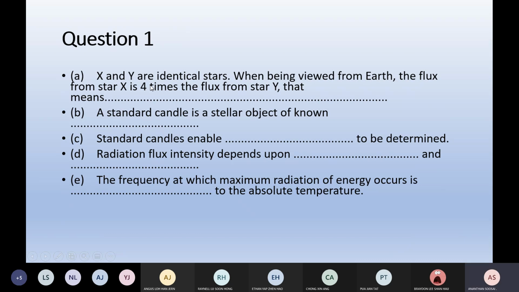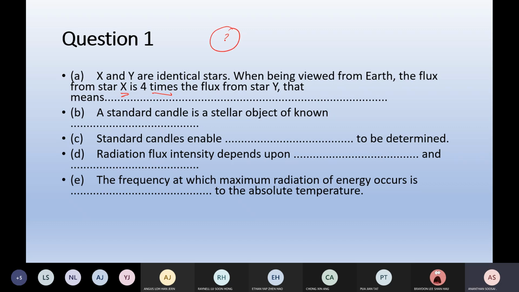Question 1. X and Y are identical stars. When being viewed from the Earth, the flux from the star X is 4 times the flux from the star Y. What is the conclusion about X? Which is nearer? So X has to be nearer, right?